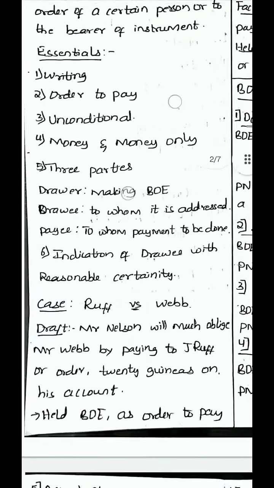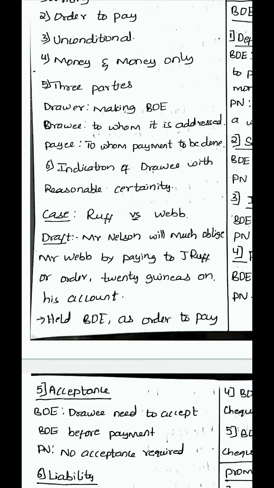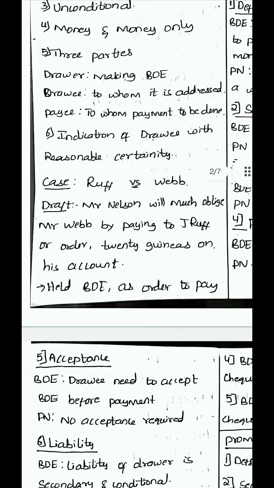Indication of a drawee with reasonable certainty. So the drawee's name should be mentioned here. In the case Ruff versus Webb, Mr. Ruff was working as a servant of Mr. Webb. So his salary was due from Mr. Webb. So Webb sent Ruff to Mr.